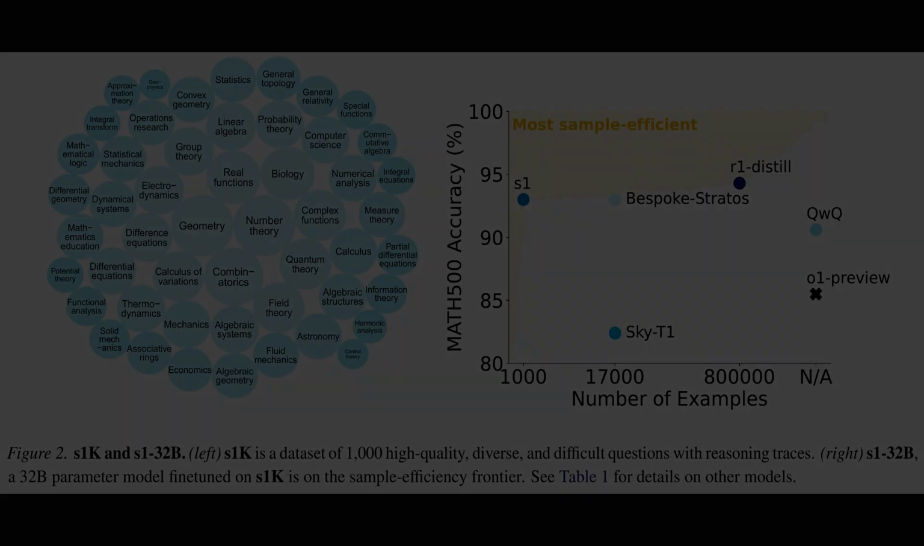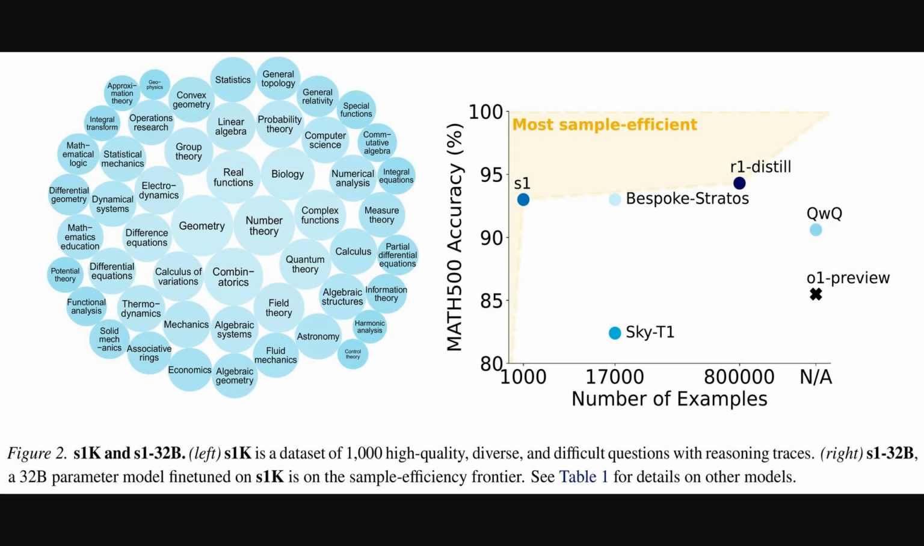Okay, so Figure 2 digs a bit deeper into what makes this s1-32B model tick. On the left, you can see a whole cloud of different topics, like mathematical logic, computer science, and even things like economics, all part of that diverse s1K dataset they carefully created. This dataset was then used for supervised fine-tuning, or SFT. Supervised fine-tuning is a process where an already trained model is refined further on a specific, smaller dataset, in this case, s1K, where the correct answers or solutions are provided.